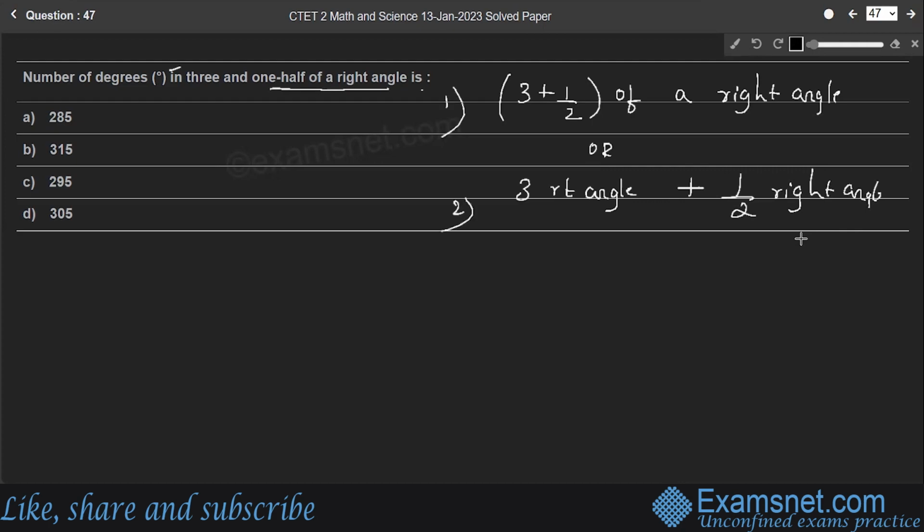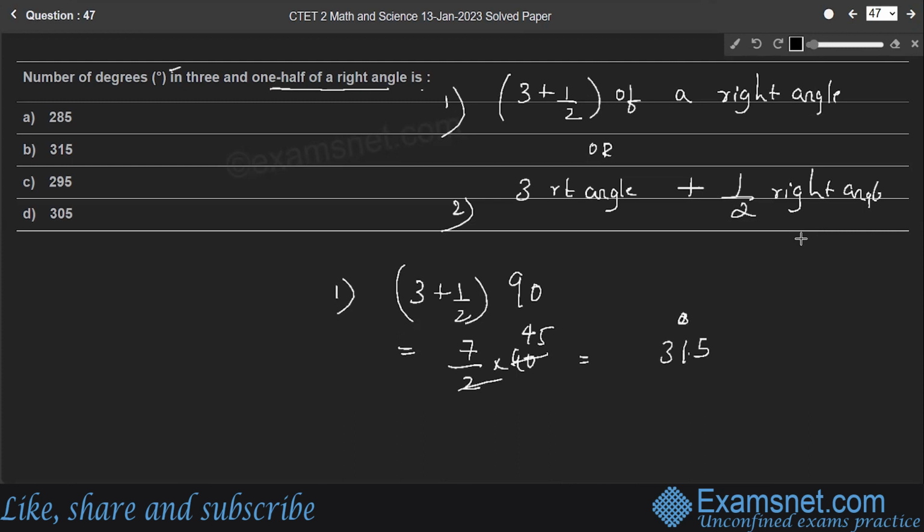So the first one becomes 3 plus half into 90 degree. It becomes 7 by 2 into 90 degree. Therefore, 2 into 45, so 45 into 7. 7 into 5, 35. 28 plus 3, 31. So 315 degree. So 3 and 1 half of a right angle is 315 degree. Hence, option B is the right answer.